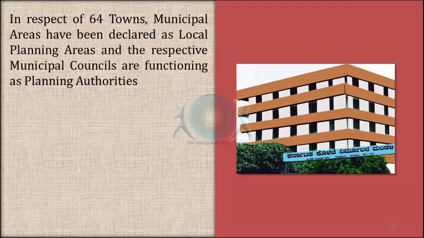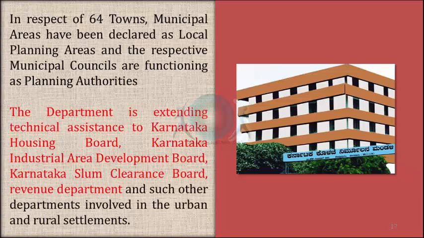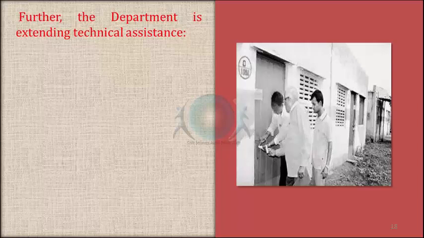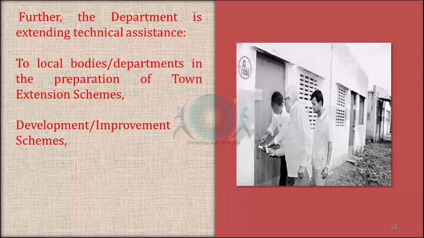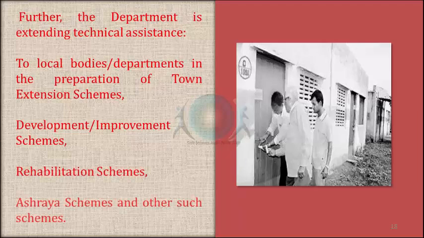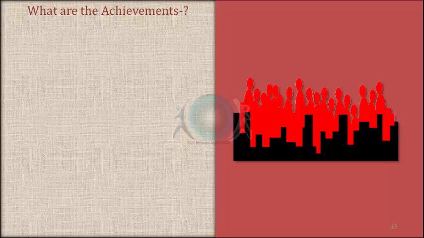functioning as planning authorities. The department, that is the Town and Country Planning Department, is extending technical assistance to the Karnataka Housing Board, Karnataka Industrial Area Development Board, Karnataka Slum Clearance Board, and Revenue Department, and such other departments which are involved in the urban and rural settlements. Further, the department is extending technical assistance to local bodies and departments in the preparation of town extension schemes, development and improvement schemes, rehabilitation schemes, Ashraya schemes, and other such schemes. Now, let us take a brief look at the achievements made by the Town and Country Planning Department.